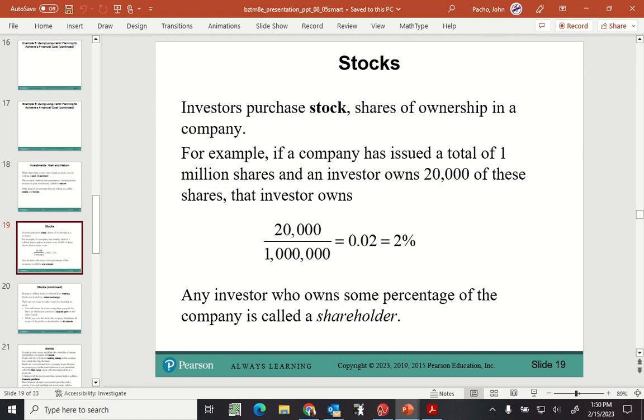An investor who owns a percentage of the company is called a shareholder. I own 0.001% of Southwest Airlines. So I own some shares in Southwest Airlines. And also Nokia and a couple other weird ones. Anyway, I am a shareholder, and we'll talk about that in a moment, what the importance of a shareholder is.